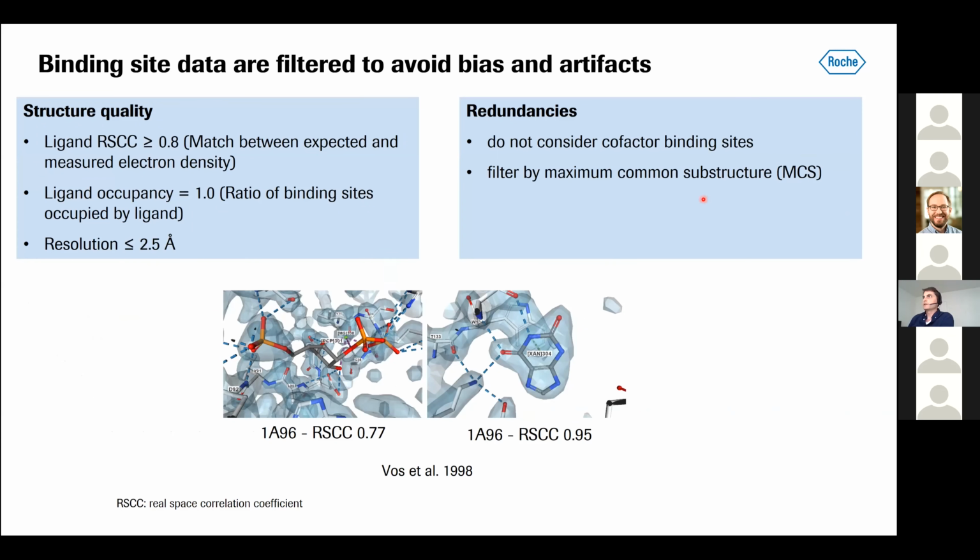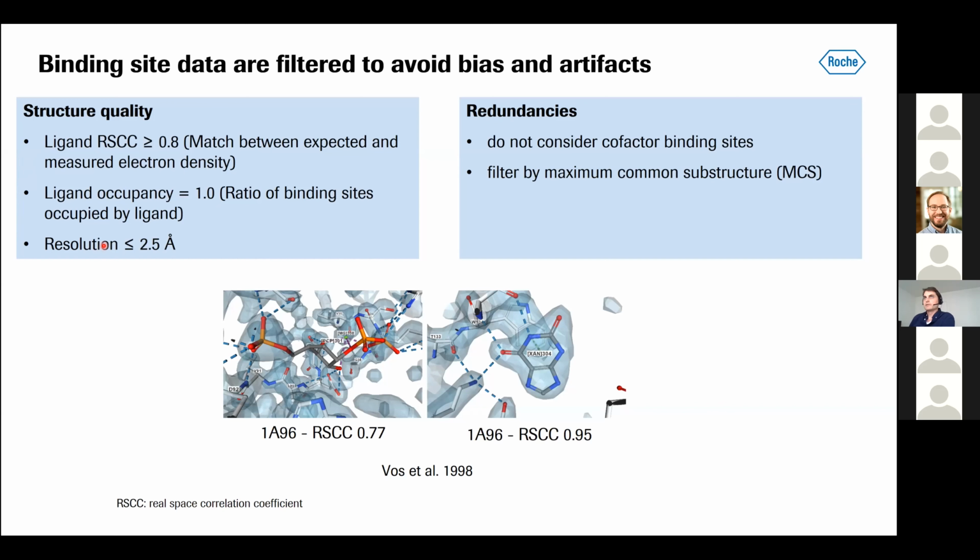Importantly, when we generate such data, we have to take into account to use only high quality structures, to not have any artifacts in our statistics. So we only take into account structures which have a real space correlation coefficient above 0.8, high ligand occupancy equal to 1, and resolution below 2.5 angstrom.